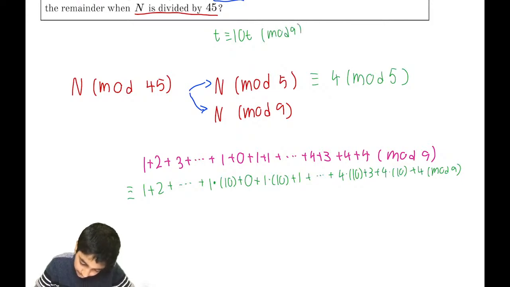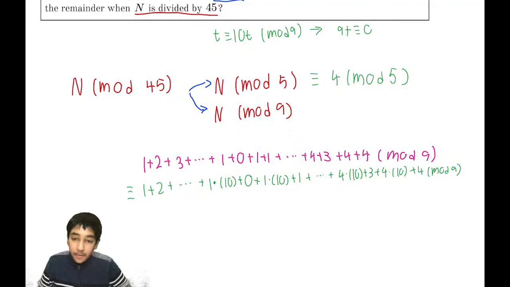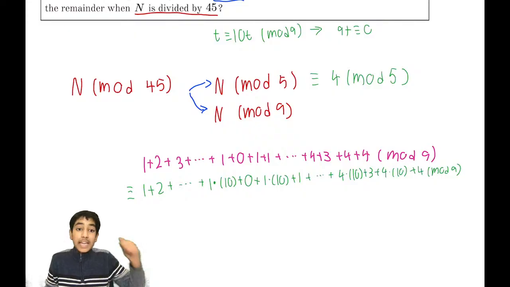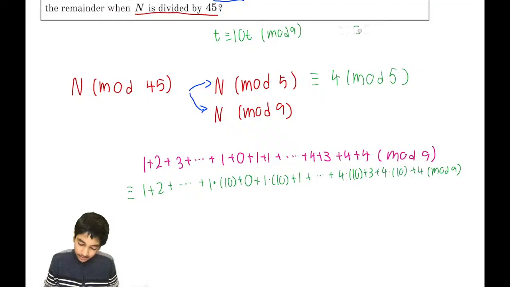The reason this is true is that 9t is congruent to 0 mod 9, because the difference of t and 10t is 9t, which is a multiple of 9. So t and 10t are congruent mod 9, meaning that a number is the same as the number times 10.